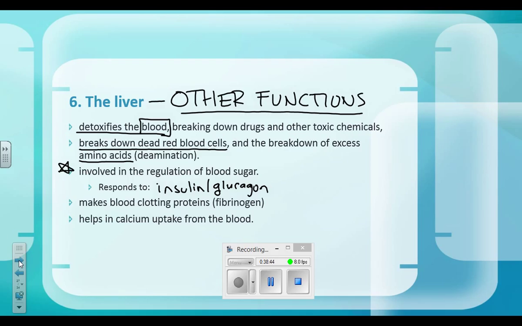It does some other things. It helps your blood clot so that you don't bleed to death. And it plays a role with calcium uptake, which we know for muscles is important for contraction. And then there are a number of other things that calcium is used for as well.